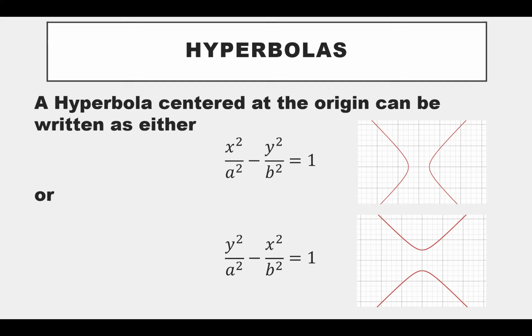When we are dealing with the hyperbola whose positive part is x squared over a squared, and whose negative part is the y squared over b squared, then our hyperbola points left and right. I call this graph pointing left and right. When we have y squared over a squared as the positive and x squared over b squared as the negative, then our hyperbola points up and down.